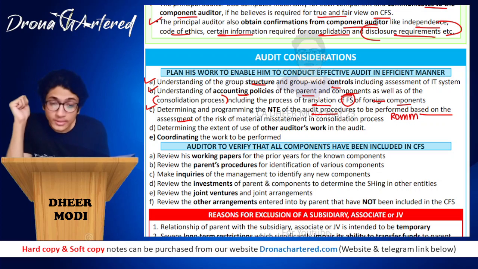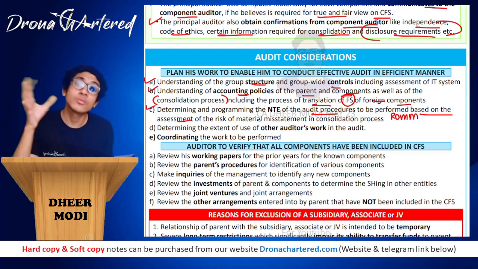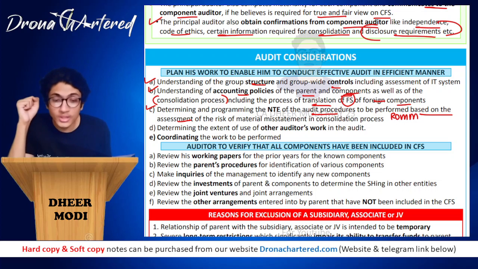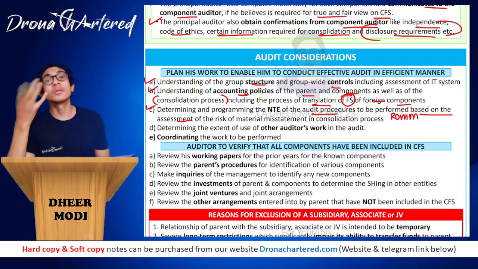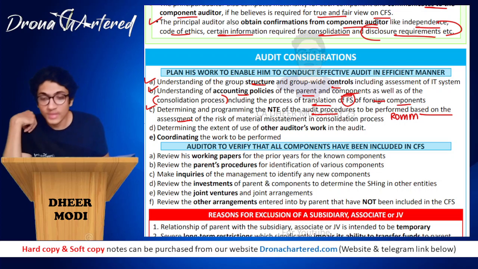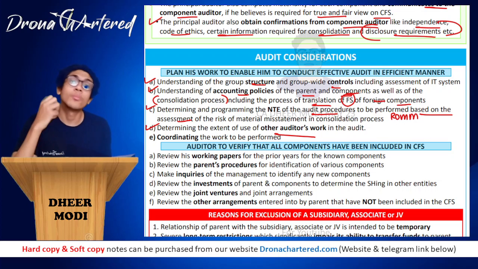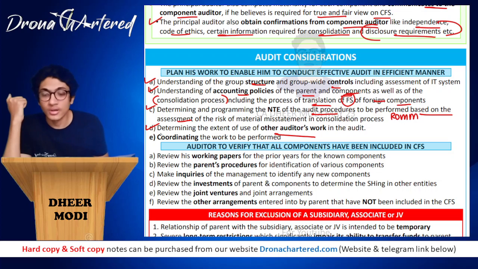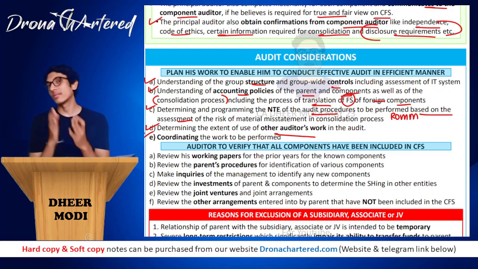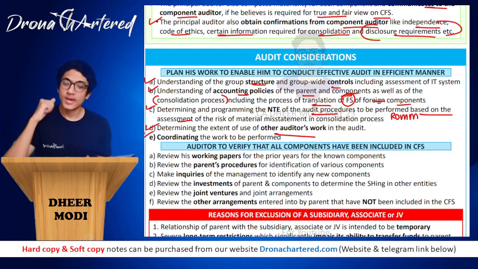So based on the assessment of risk of material misstatement in the consolidation process, you will determine and program what nature, timing and extent of audit procedures to be performed based on the risk of material misstatement that you have assessed. Next, determine the extent of use of work of other auditors. Of course, you will have to check how much help should I take from another auditor, how much should I use another auditor's work. And last is coordinating the work to be performed. Of course, you will have to coordinate, otherwise this will lead to duplication of efforts.